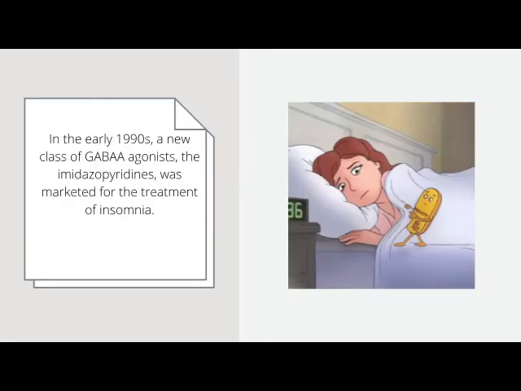Problems with the benzodiazepines have led to a search for other pharmacological agents with the same hypnotic effects as the benzodiazepines but fewer side effects. In the early 1990s, a new class of GABA agonists, the imidazopyridines, was marketed for the treatment of insomnia. It was claimed that they have fewer adverse side effects and less potential for addiction.